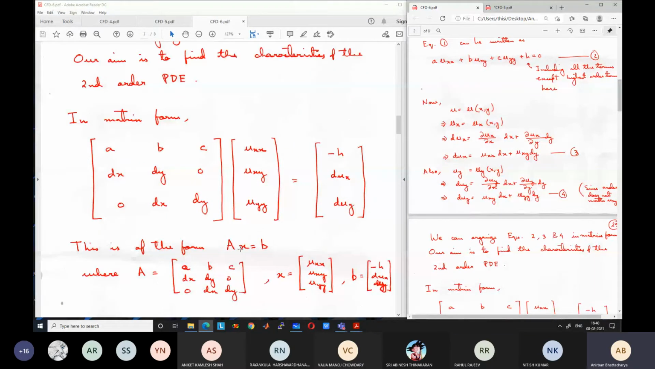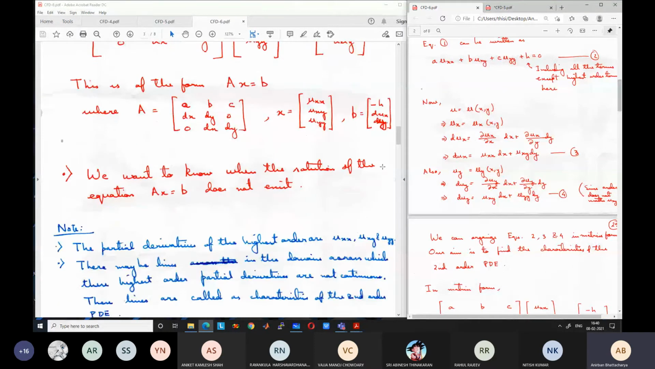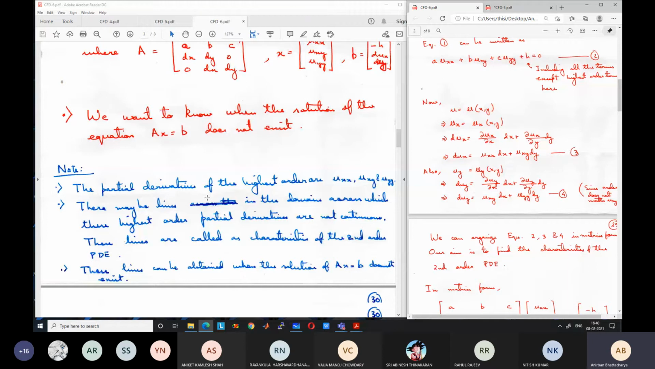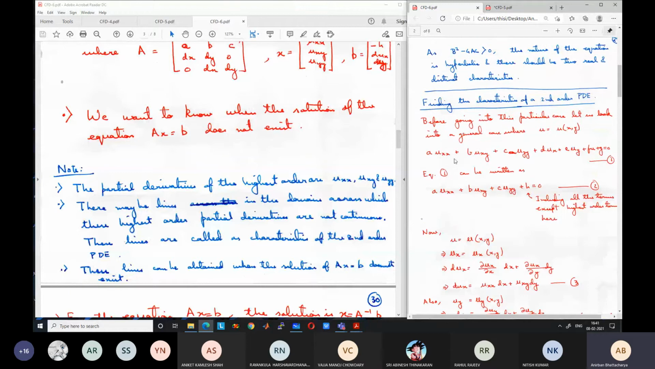Why is this our aim? Because that is what defines the characteristics. So we want to know when the solution of this equation Ax equal to B does not exist. Okay, why? I have written some notes here which we have already discussed. The partial derivatives of the highest order are uxx, uxy, and uyy for this general equation. These three derivatives are the partial derivatives of second order, which is the highest order.